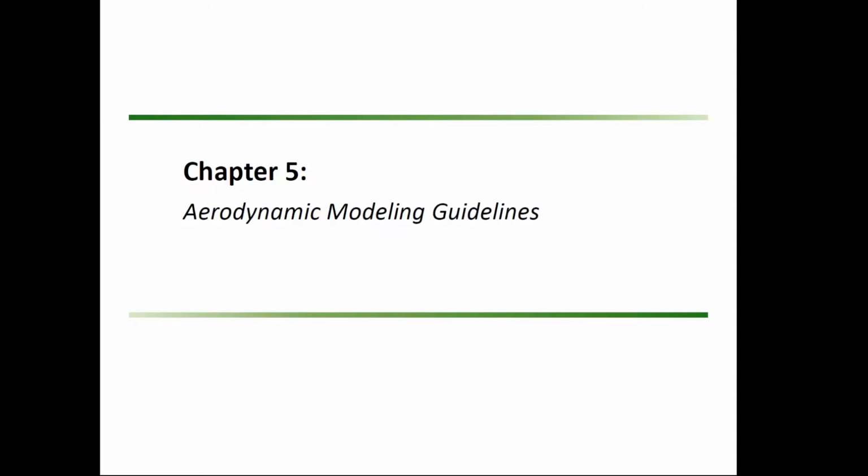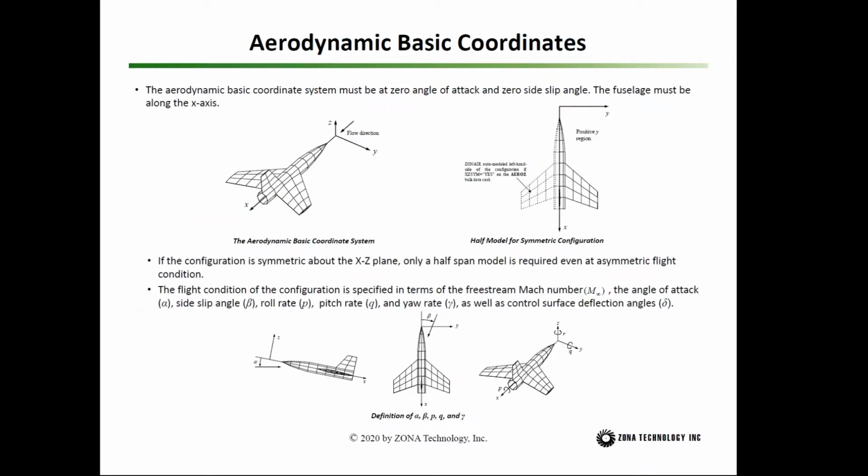Chapter 5, Aerodynamic Modeling Guidelines. First, we're going to talk about the aerodynamic basic coordinates. The aerodynamic basic coordinate system of ZONAIR must be at 0 angle of attack and 0 sideslip angle. The fuselage must be along the x-axis.